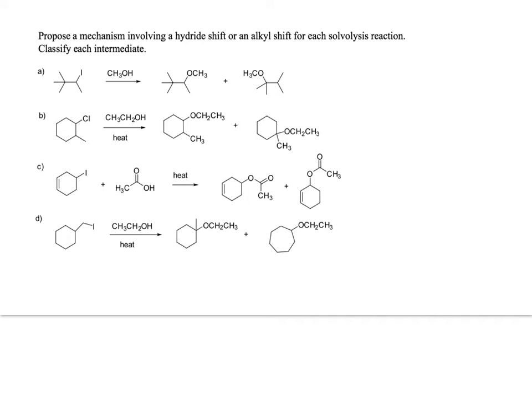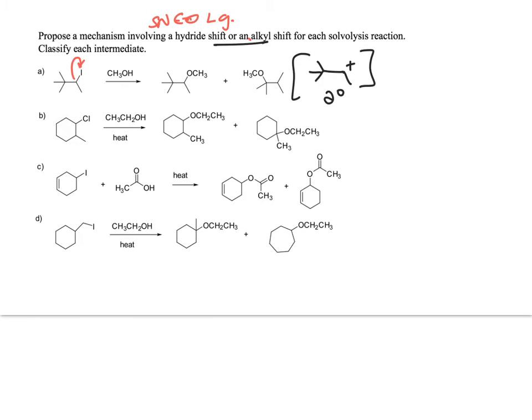Propose a mechanism involving a hydride shift or an alkyl shift for the solvolysis reaction. Okay, so I'm just going to show you the hydride shift. So first thing we do in an SN1 is our leaving group leaves. Okay, so here we have a leaving group and it leaves. And when that happens, we get a carbocation intermediate. Classify the carbocation intermediate. This is a secondary.